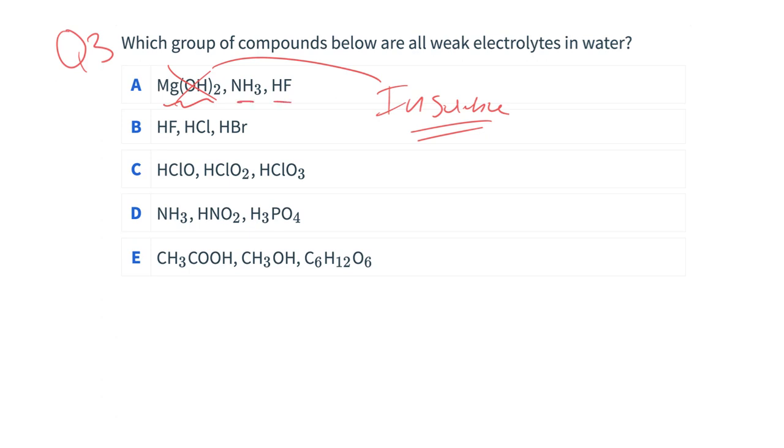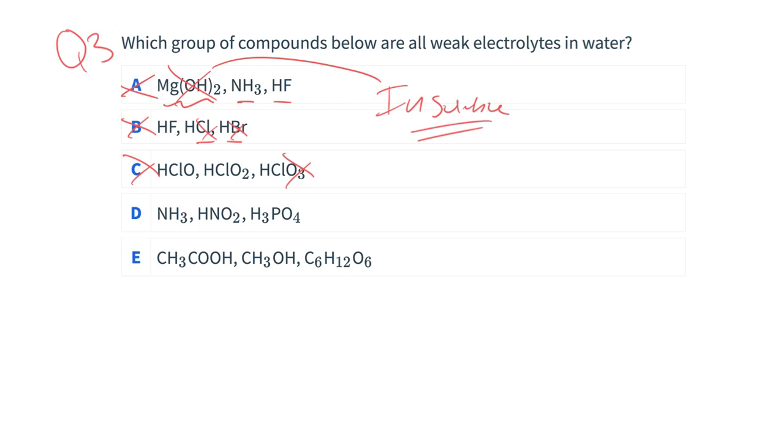The other two compounds are weak electrolytes, but we're looking for a category of compounds where everything is a weak electrolyte. We have 2 strong acids, so those are strong electrolytes. So B is not going to be the correct answer. We have a strong electrolyte, HClO3, because that's a strong acid. So C is not all weak electrolytes.